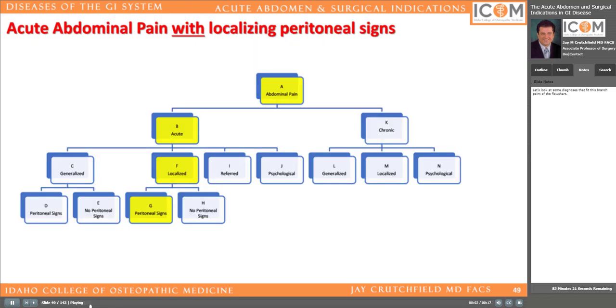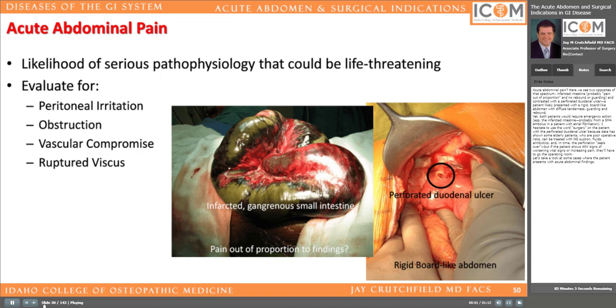Now let's look at some diagnoses that fit this branch point of our flowchart. We have a patient with abdominal pain. We've determined that it's acute onset. It's localized to one of the four quadrants, and they have associated peritoneal signs. Let's go see what this could be. Acute abdominal pain.